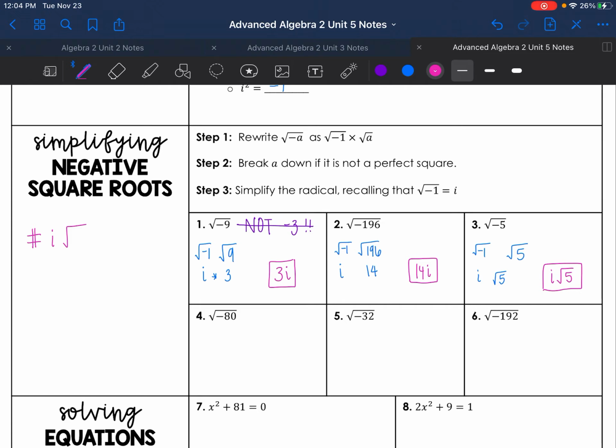All right, number 4, we have the square root of negative 80. Because I have the square root of a negative, I have to pull out that negative 1 first, and then that leaves me with 80. Is 80 a perfect square? It is not a perfect square, but there are perfect squares that go into 80. So take your calculator and figure out what the largest perfect square is that goes into 80.